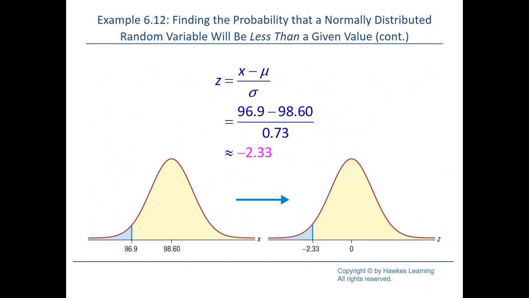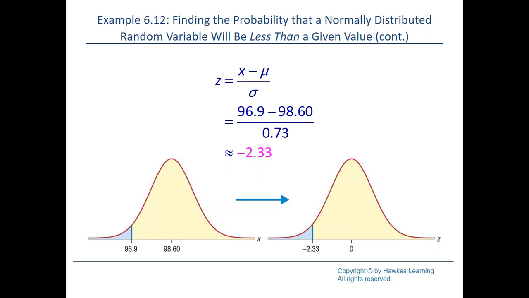So remember, to convert an x to a z, you're going to use z equals x minus mu, all divided by the standard deviation. So I'm going to take 96.9 minus 98.6 and divide that all by 0.73, which is approximately equal to negative 2.33. Now remember, we're rounding to 2 decimal places because this is a z-score, and our standard rounding for z-scores is 2 decimal places.